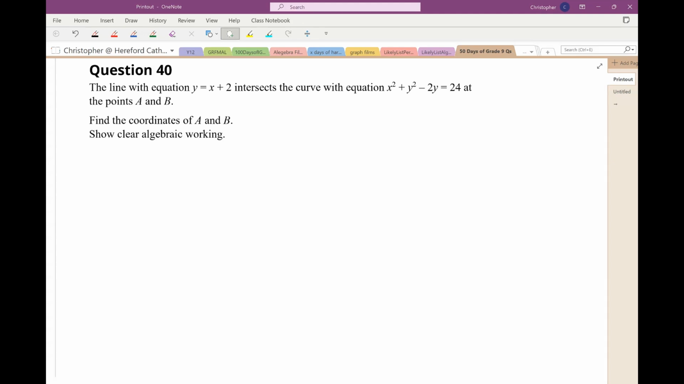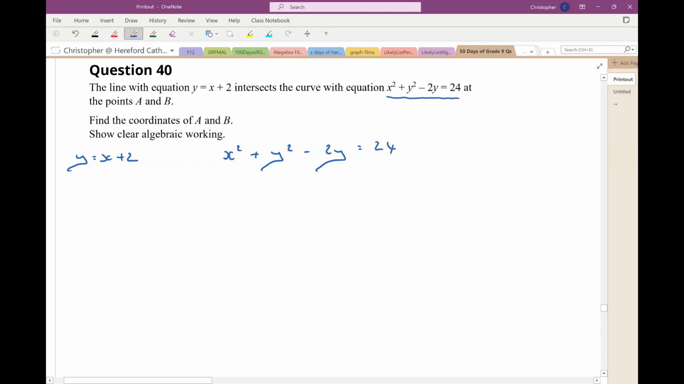Question 40. The line with equation y equals x plus 2 intersects the curve with this equation at the points A and B. Find the coordinates of A and B. So I've got to solve these two equations simultaneously. The first equation, y equals x plus 2, gives me an expression for y, which I can substitute into this equation. So I'm going to write x squared plus, instead of y squared, x plus 2 squared, minus 2 lots of y, so minus 2 lots of x plus 2, equals 24.